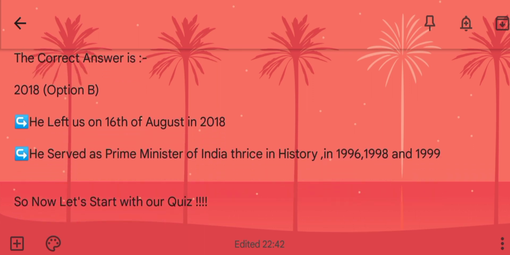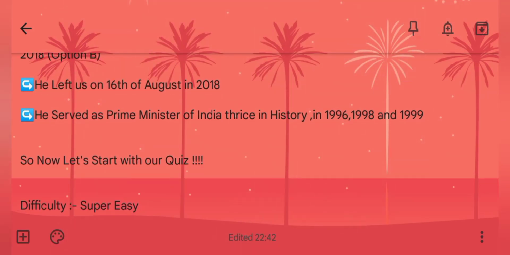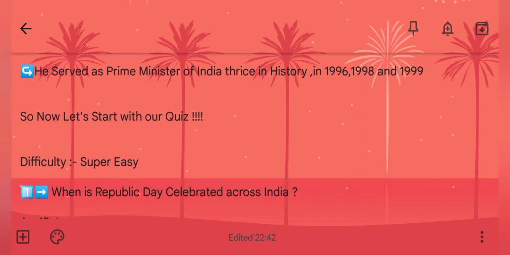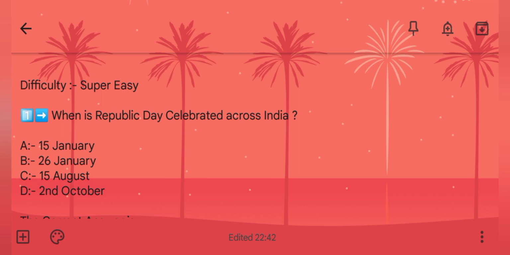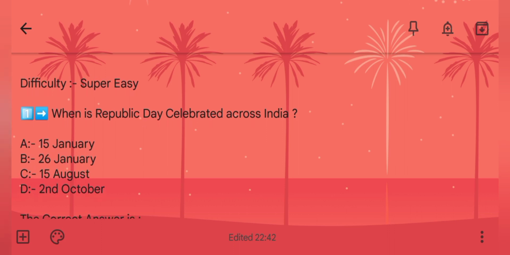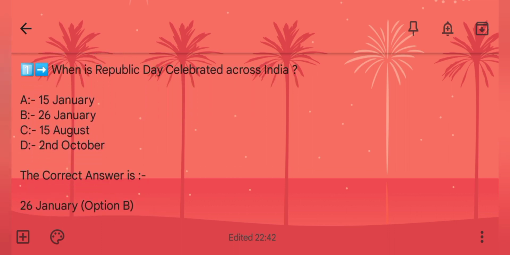Okay, so now let's start with our quiz. Our first question is at difficulty super easy. Almost all of you would be giving the correct answer for this question. And it is, when is Republic Day celebrated across India? Option A, 15 January, B, 26 January, C, 15 August, or D, 2nd of October. The correct answer to this question is 26 January, option B, which is today.